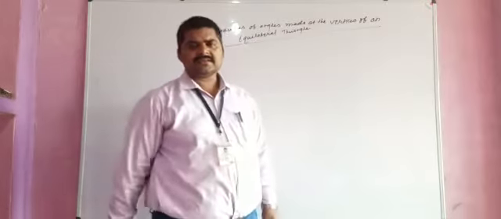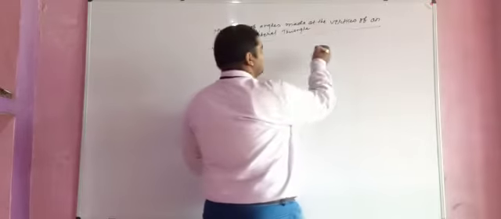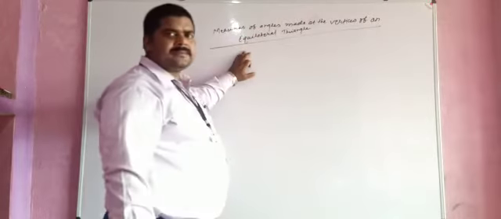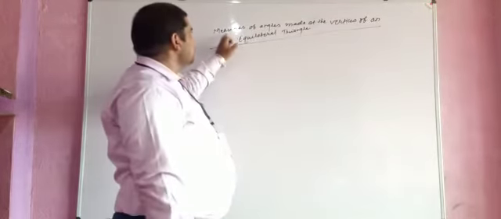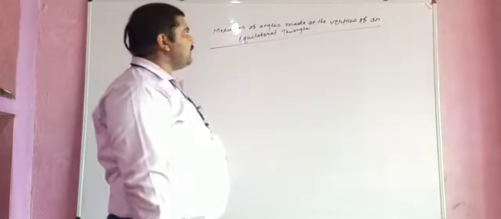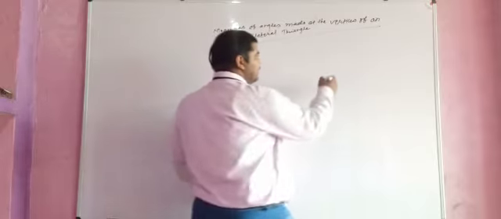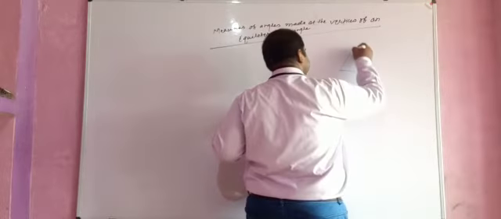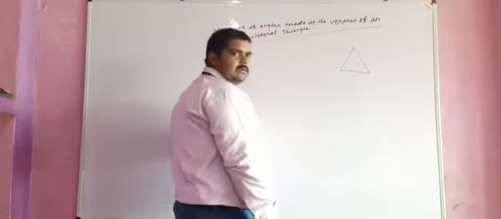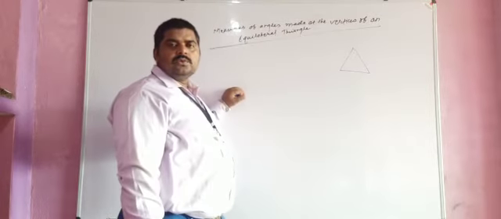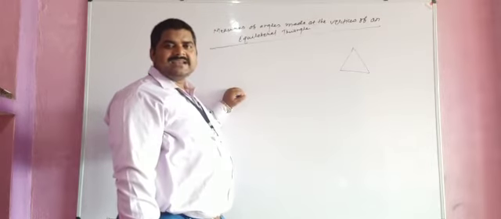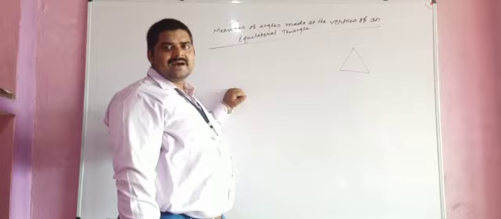My dear students, a topic has been given in your book: measures of an angle made at the vertices of an equilateral triangle. And regarding the equilateral triangle, you know very well that it is the triangle whose all sides and each angle are equal.